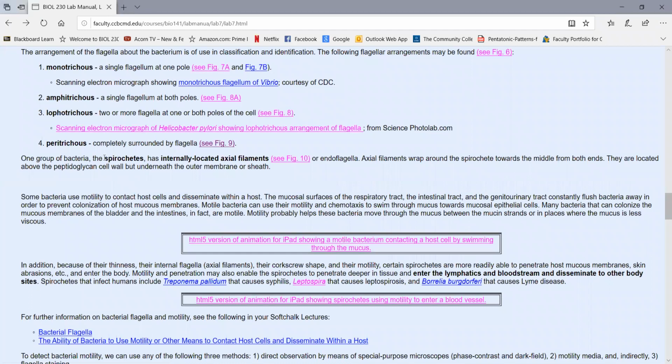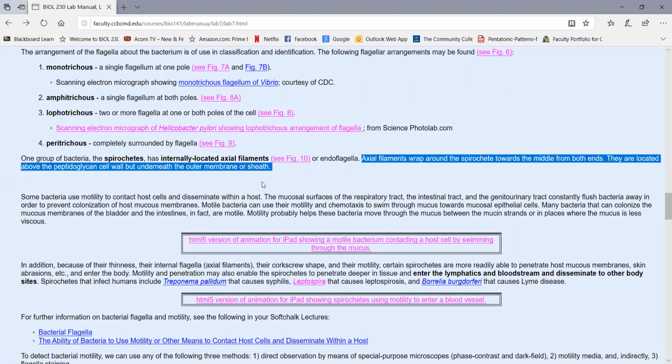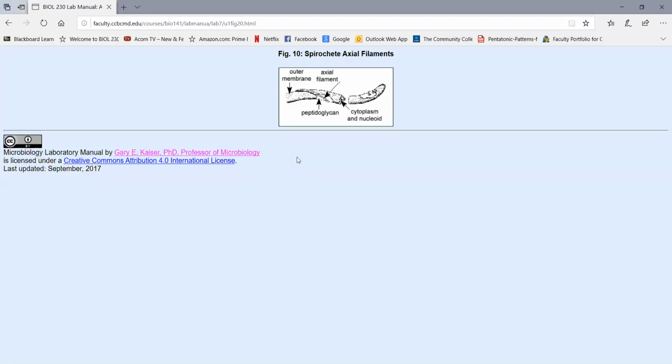And then one group of bacteria, the spirochetes, have internal flagella called axial filaments, or sometimes endoflagella. And these originate from a basal body, and then the axial filaments wrap around the spirochete from the end towards the middle, from both ends. And they're located above the peptidoglycan cell wall, but underneath the outer membrane, like we see in figure 10.